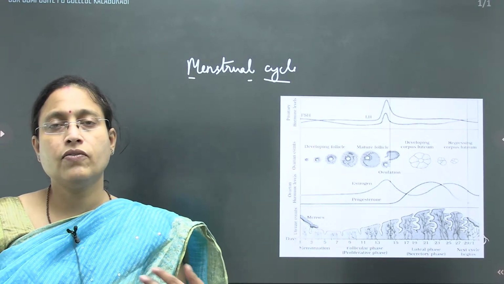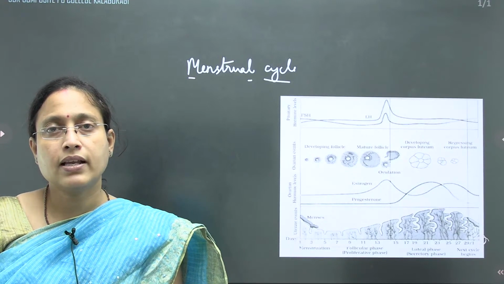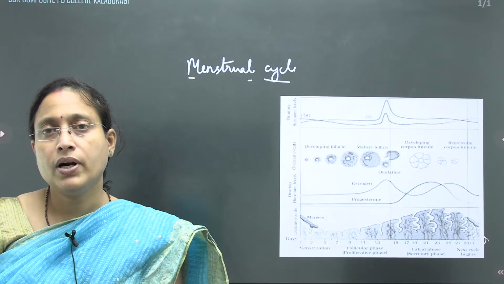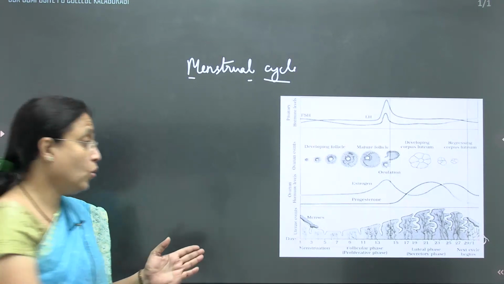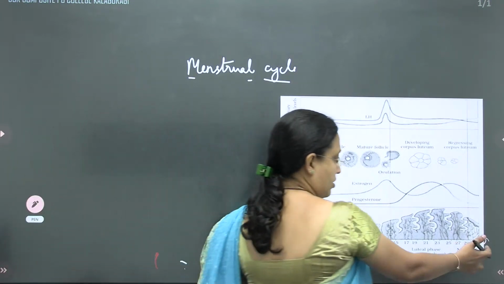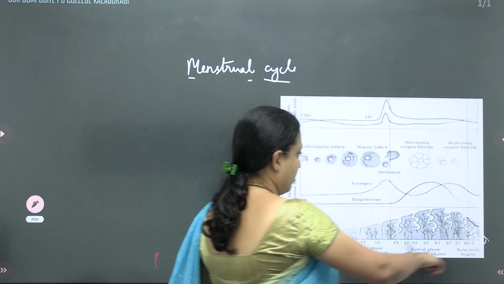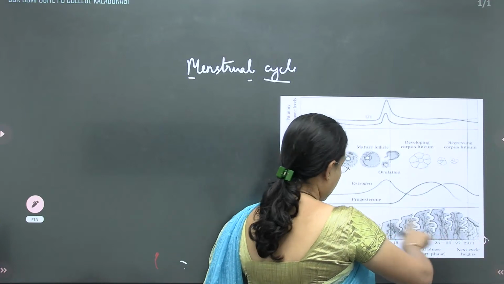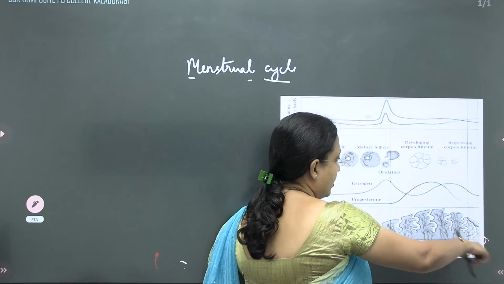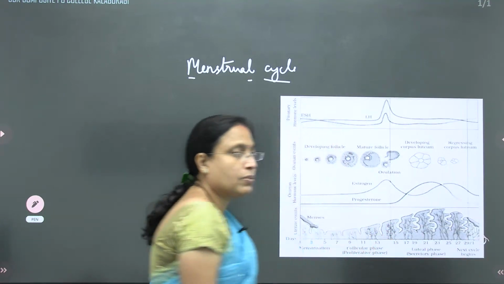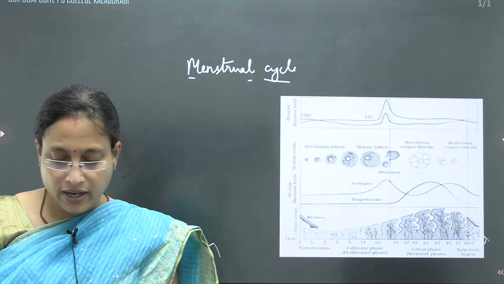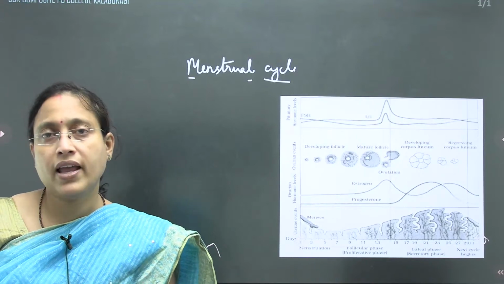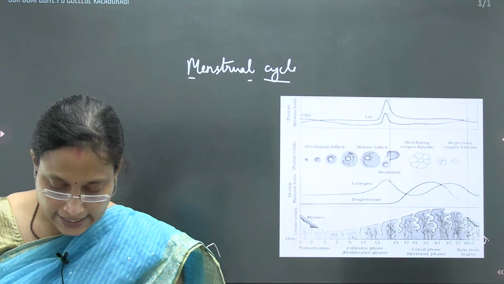Also you can say the reproductive cycle is a definition here, spanning the region between two menstruations, that is between one menstruation and the next menstruation. The gap or the time that comes between, that will be the menstrual cycle. Okay, that is another way of defining the menstrual cycle.